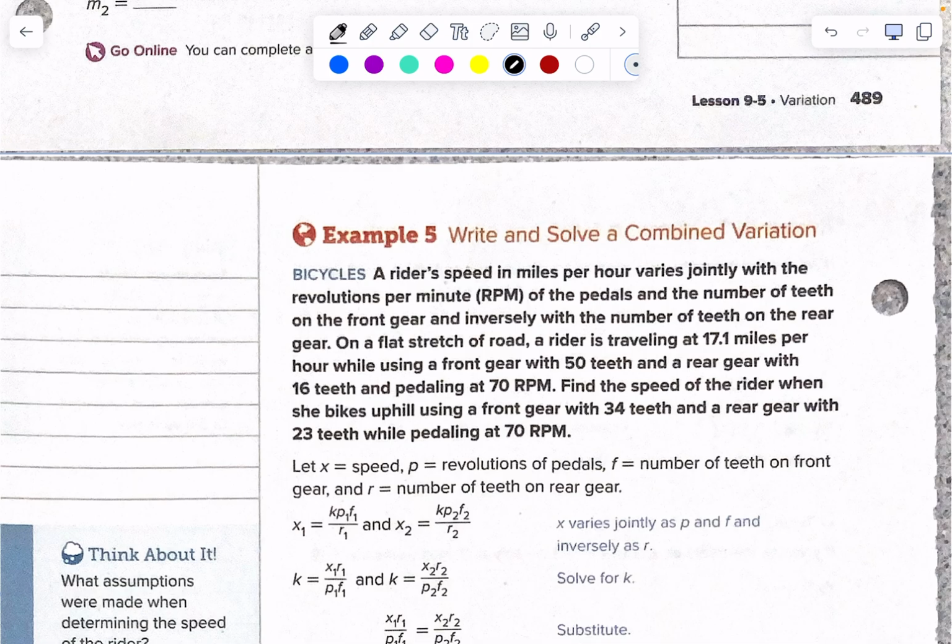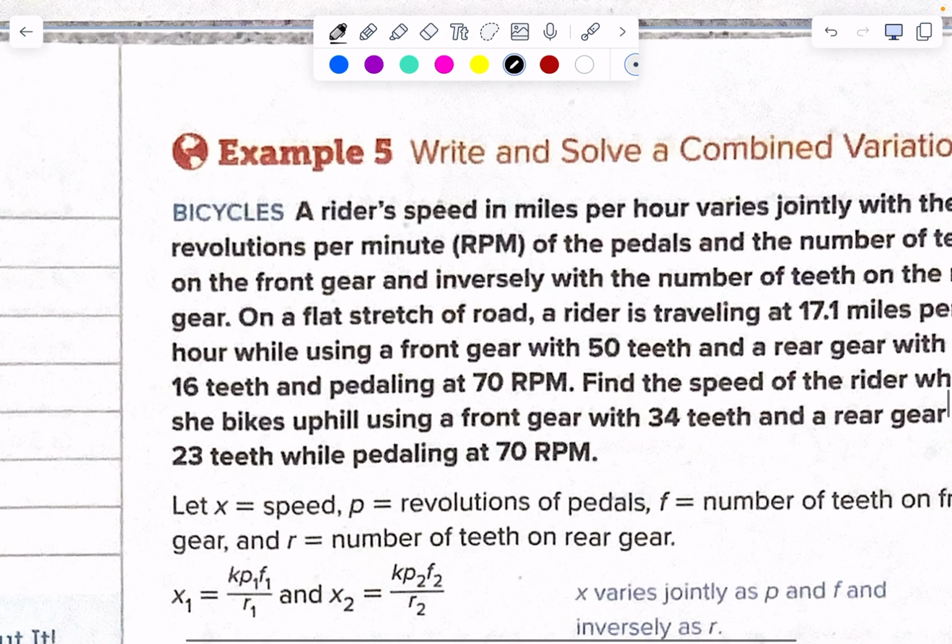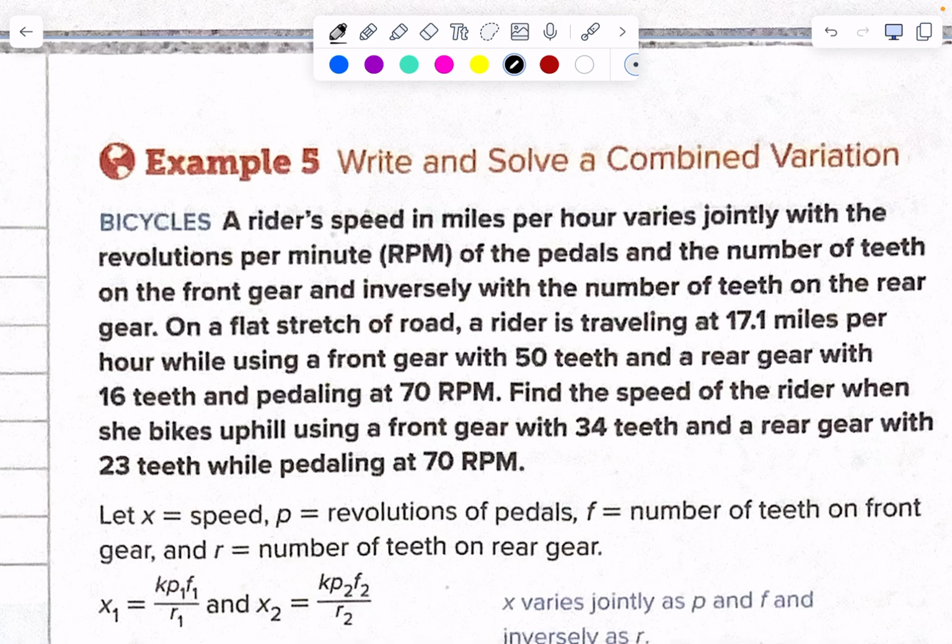I like the story problem. Okay, no, just wait. We're almost done. All right, here we go. Example 5. Here we go.